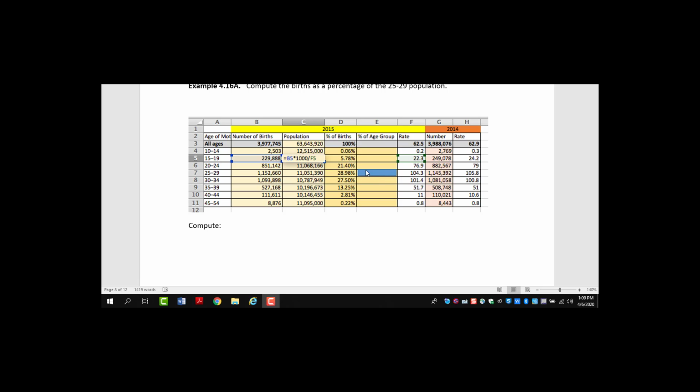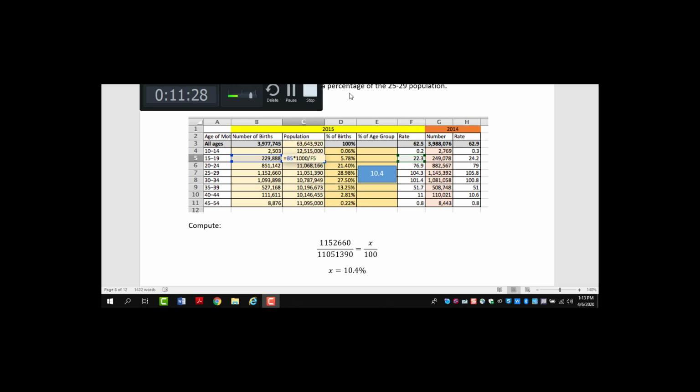This is of all the women that are 25 to 29, how many of them gave birth. So all we're doing is finding this percentage, which would be part to the total. And there would be our answer, 10.4%. Interpreting this, it means 10.4% of all the women 25 to 29 years old gave birth during the year 2015.